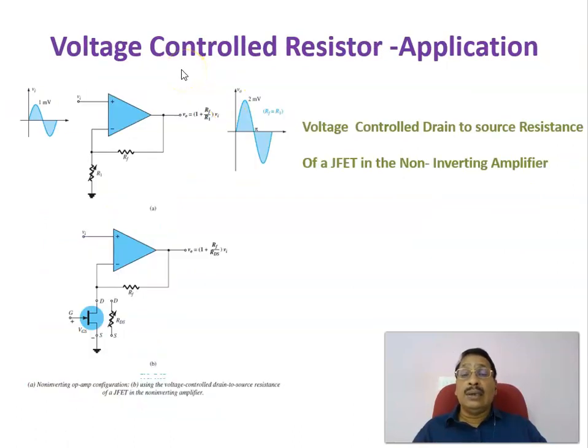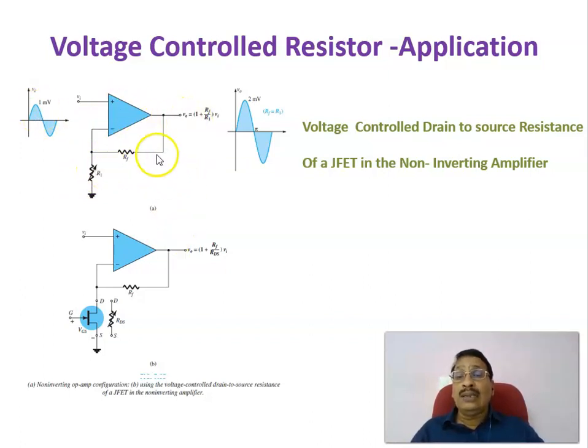Coming to the application of a voltage controlled resistor, as you see here, we can take an operational amplifier. It is called the non-inverting operational amplifier. Of course, you are giving the input to the non-inverting input. That's why it's called a non-inverting amplifier, and this signal is being amplified by a certain magnitude. This is the input signal, and this is the output signal. The relation between output and input voltage, that is the gain, is equal to 1 plus RF divided by R1. That is called the gain of the amplifier.